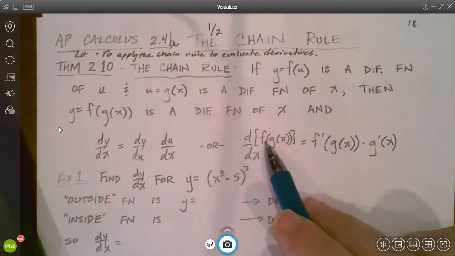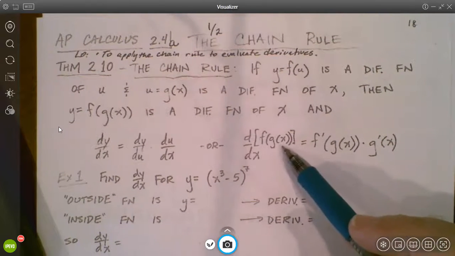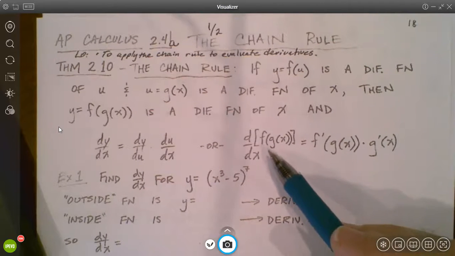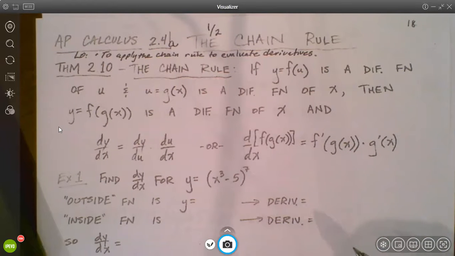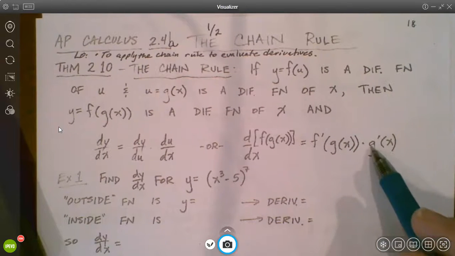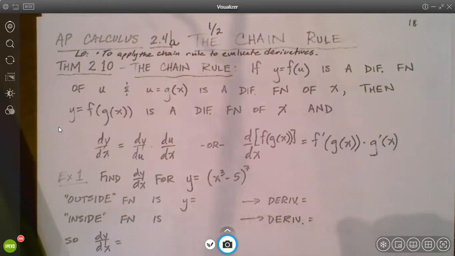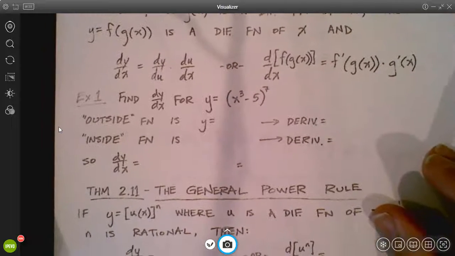So if I have f of g of x, we have a composite function, right? An inner function and an outer function. So it starts with just taking the derivative of this outer function, and we leave the interior alone. But then, and here comes the extra part that we've got to remember to do, we then have to multiply by the derivative of the interior function. So let me start taking you through what some of that will look like.